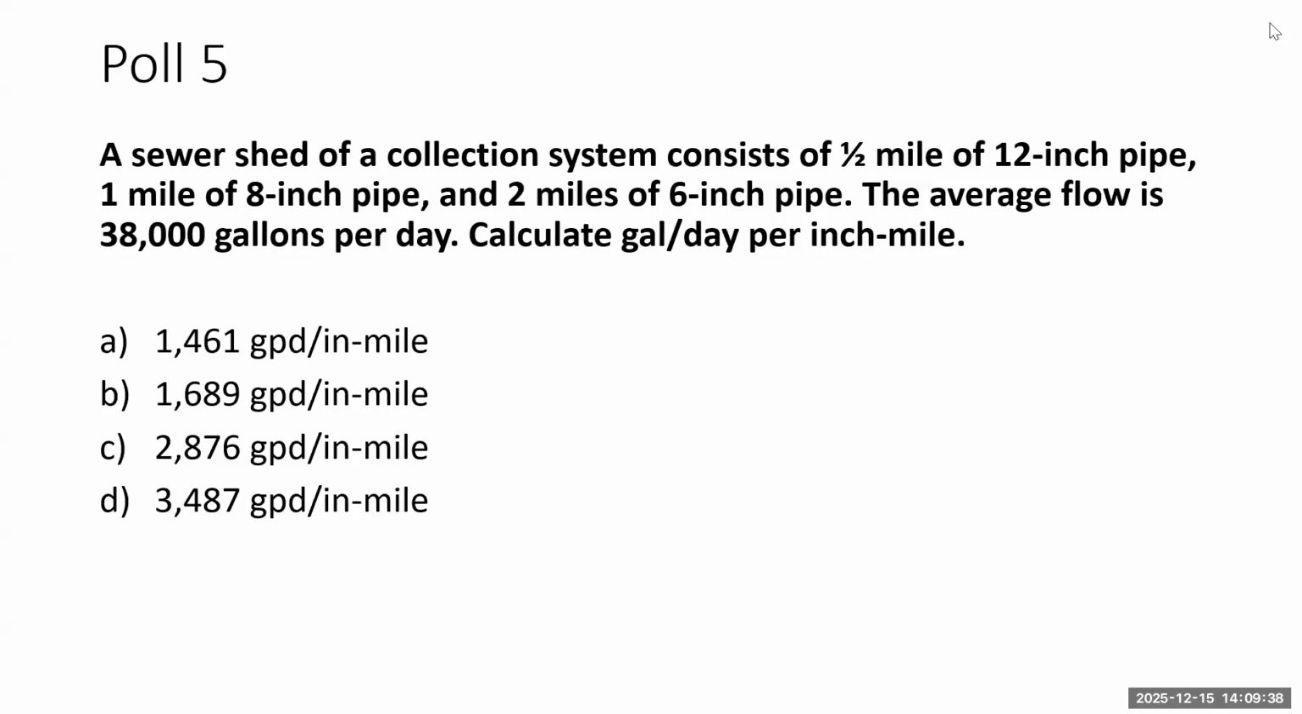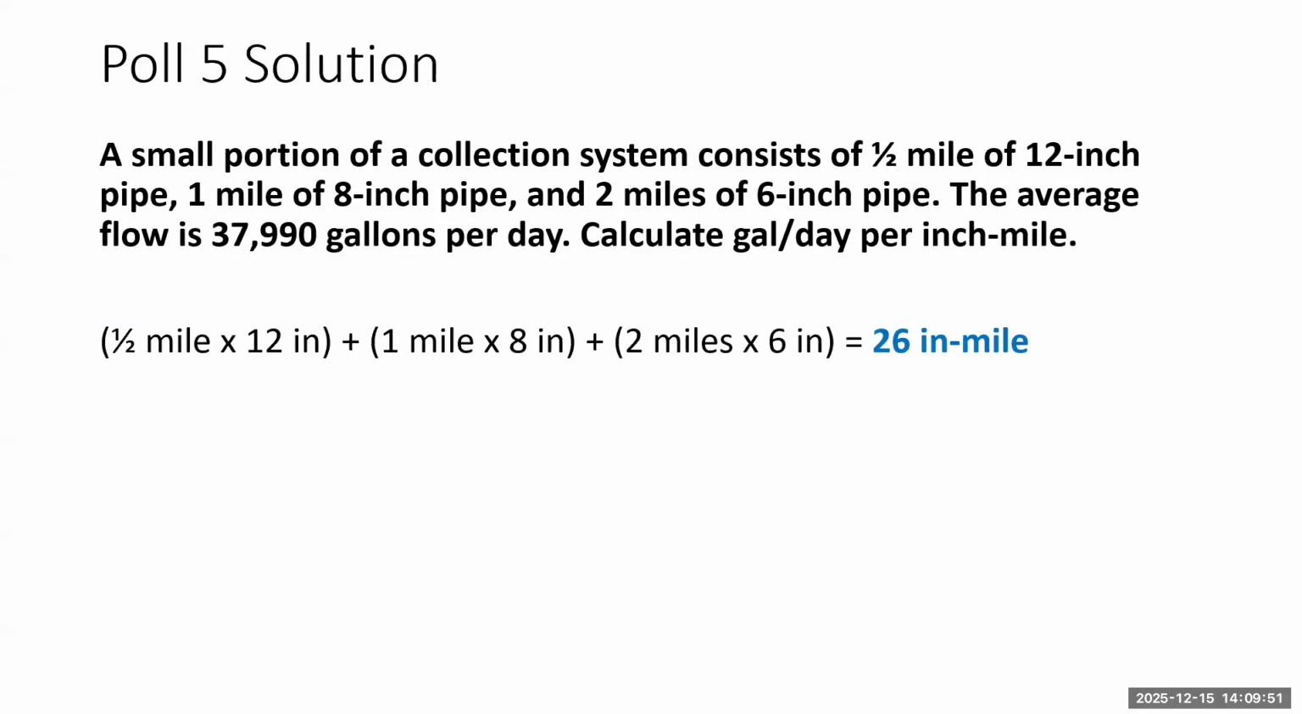But the great majority of everyone said 1,461 gallons per day per inch diameter mile. And we're going to look at the solution for that, and that is the correct answer. We set up our inch diameter mile formula like this. We had a half a mile times 12 inches, 1 mile times 8 inch, and 2 miles times 6 inch. That gave us 26-inch diameter miles.